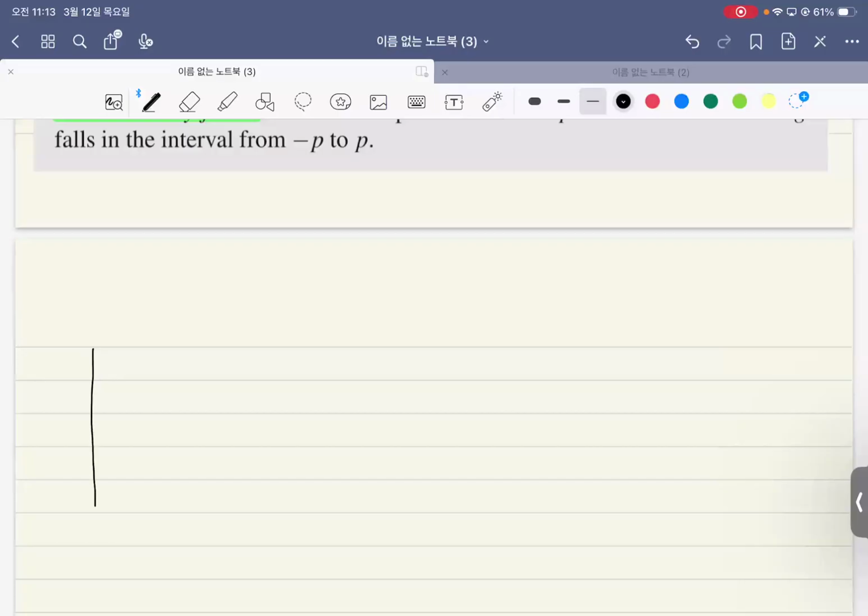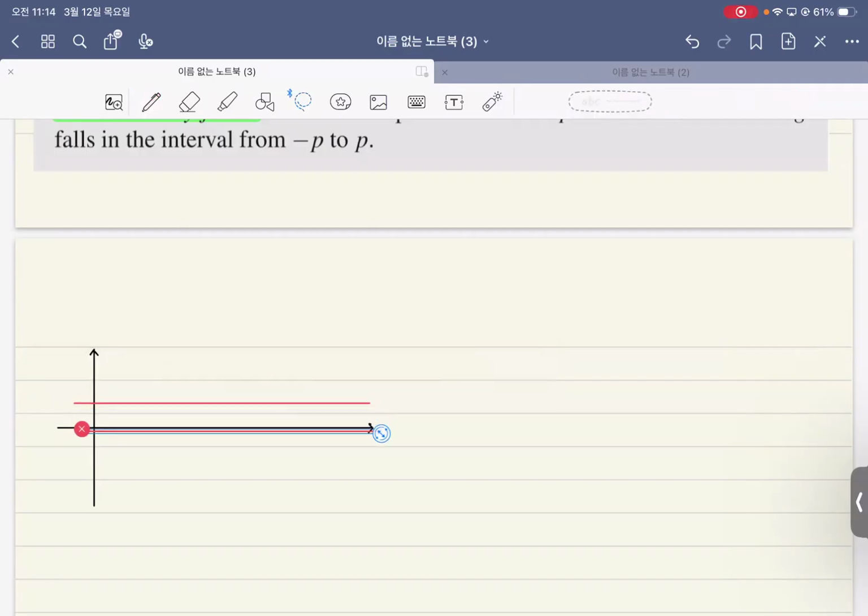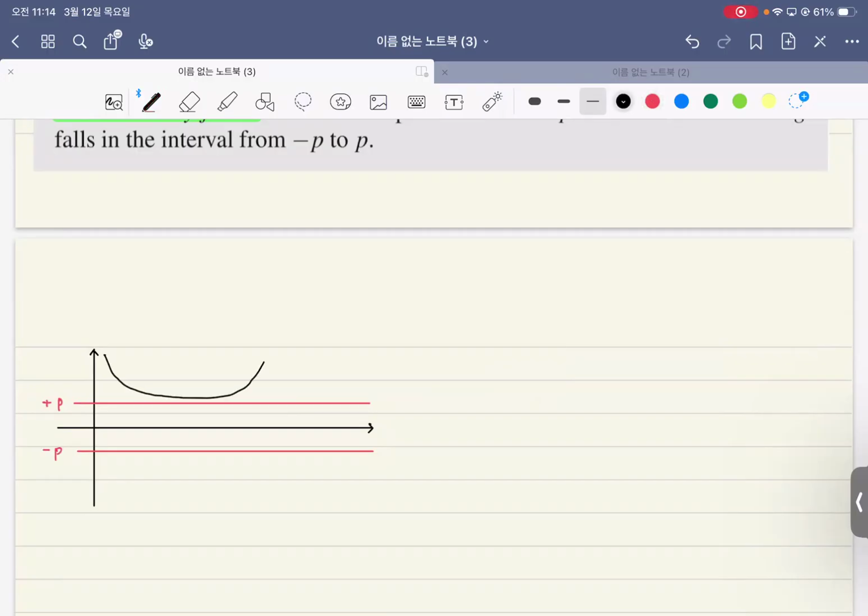In a picture, if this is plus p and this is minus p, then your graph cannot get into this region. So this is what I mean by a function bounded away from zero.